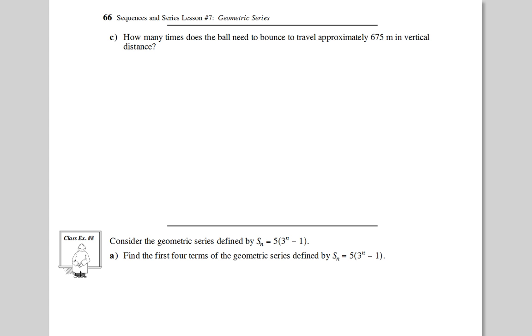Okay, let's do C. This one's tough. It says, how many times does the ball need to bounce? So what are they looking for? Which variable? No, how many times does it need to bounce? That's n. Or is it n minus 1? Right? How many times does the ball need to bounce to travel approximately 675 meters in vertical distance?